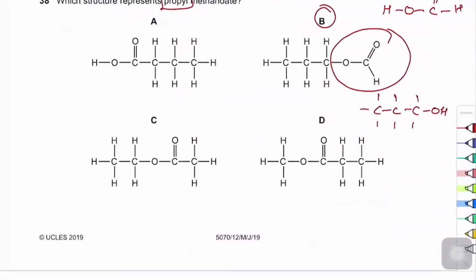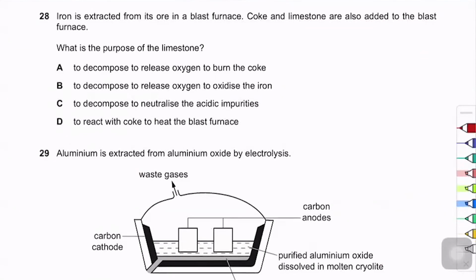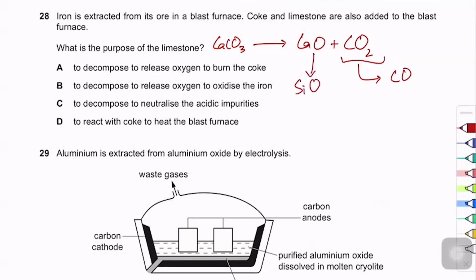All right, moving on. Iron is extracted from its ore in blast furnace. Coke and limestone are added. Okay. What is the purpose of limestone? Limestone, remember, is CaCO3. And at high temperature, it breaks down just like other carbonates, producing calcium oxide and carbon dioxide. This carbon dioxide changes to carbon monoxide, which obviously gets iron oxide reduced. And this one reacts with silicon dioxide to produce slag, which is the impurity. So these two things are very useful.